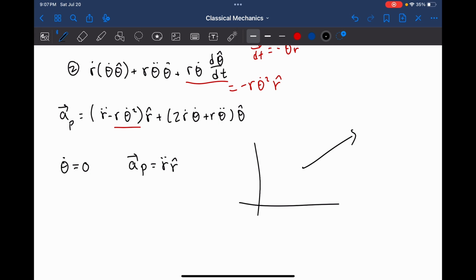And honestly, if you want to, you can just relabel this as your x-axis, and this becomes x double dot in the x hat. It's the same sort of scenario.